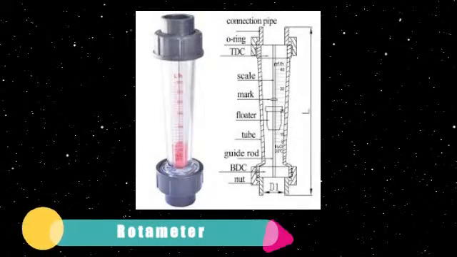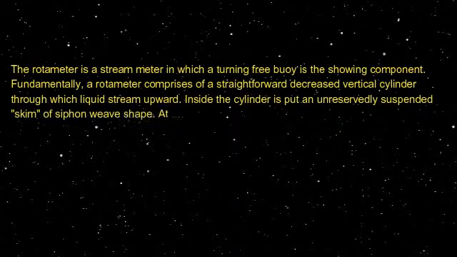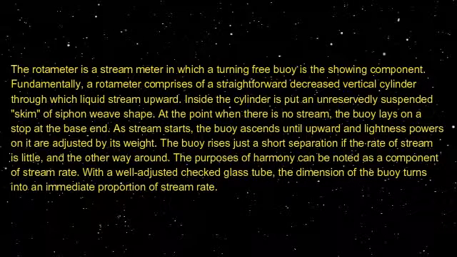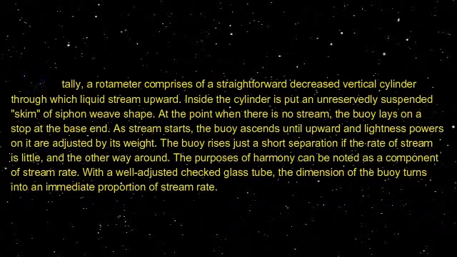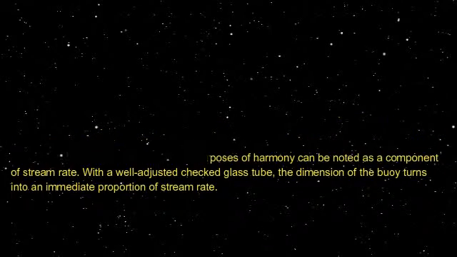Firstly, we talk about the rotameter. So the rotameter is a flow meter in which a rotating free float is the indicating element. Basically, a rotameter consists of a simple tapered vertical tube through which fluid flows upward. Inside the tube is placed a freely suspended float. When there is no flow, the float rests on a stop at the bottom end. As flow starts, the float rises until its buoyancy forces on it are balanced by its weight. The float rises just a short distance if the rate of flow is small, and vice versa. The point of equilibrium can be noted as a function of flow rate. With a well-calibrated glass tube, the position of the float becomes a direct measure of flow rate.